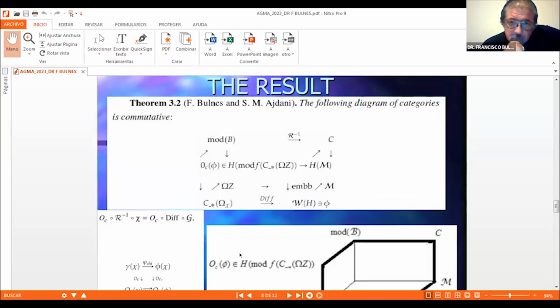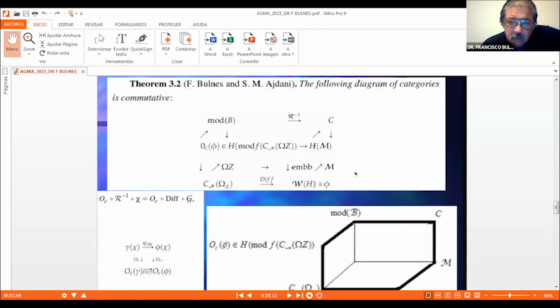And then the result, the scheme resulted is this, where this scheme can be seen as a rectangular prism, where these vertices are the derivative categories, the corresponding derivative categories, and the logic of the demonstration will be founded in the compositions of this H in each case.